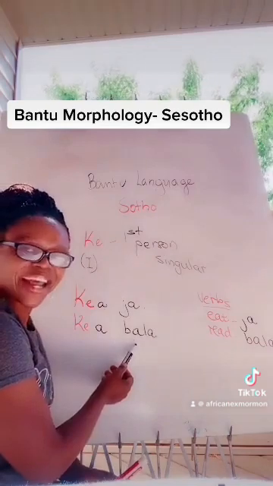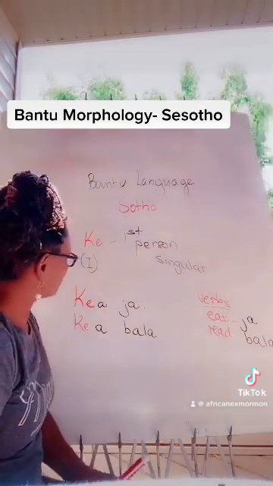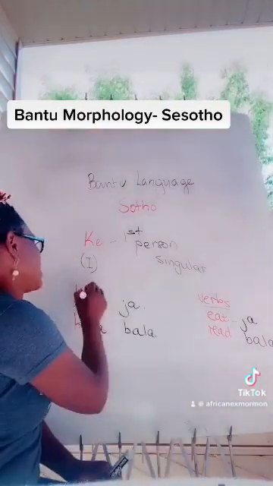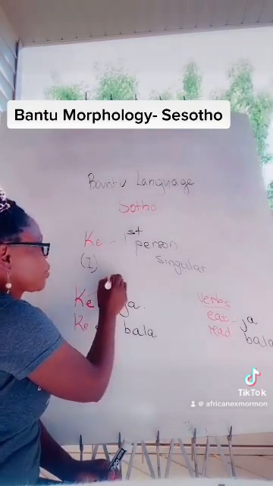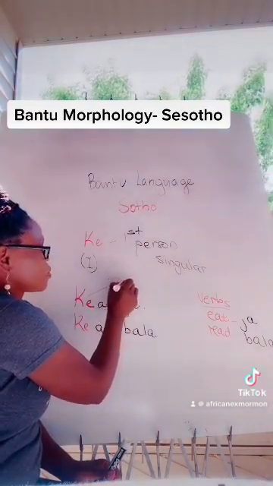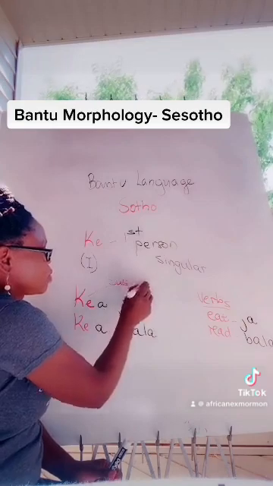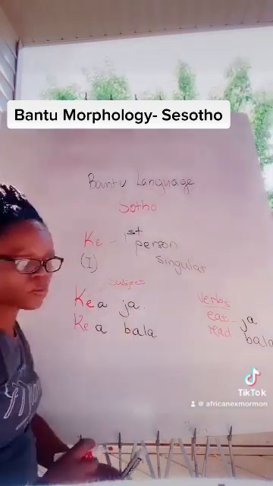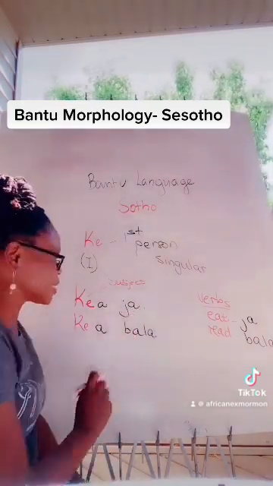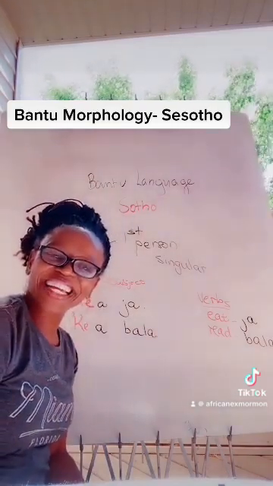Kia, bala. Okay. So this is the subject pronoun. And this is the verb, eat, or the verb, sleep. Okay.